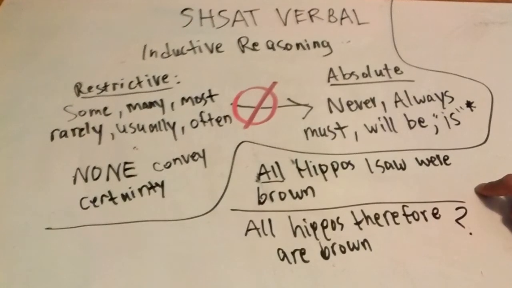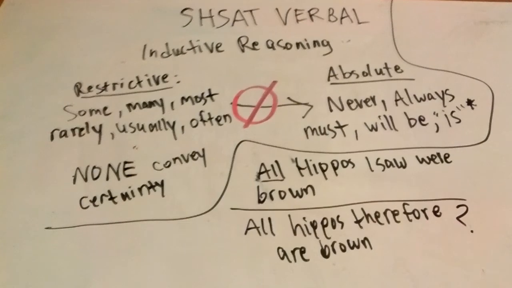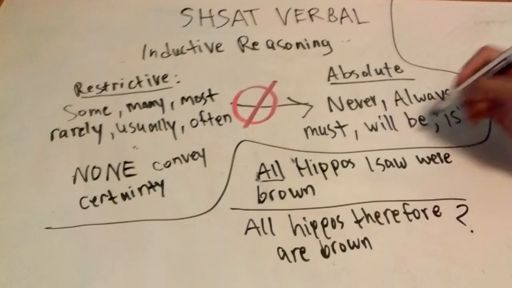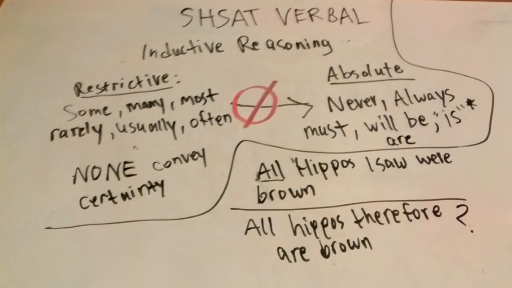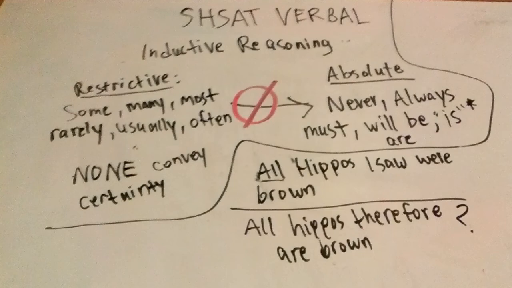Can I conclude safely that all hippos are brown? Are brown. Are is like is. It conveys, so we can put are here. Are is like is. It conveys certainty. It's an absolute. Okay? Can I conclude that all hippos are brown because all the hippos that I saw were brown?